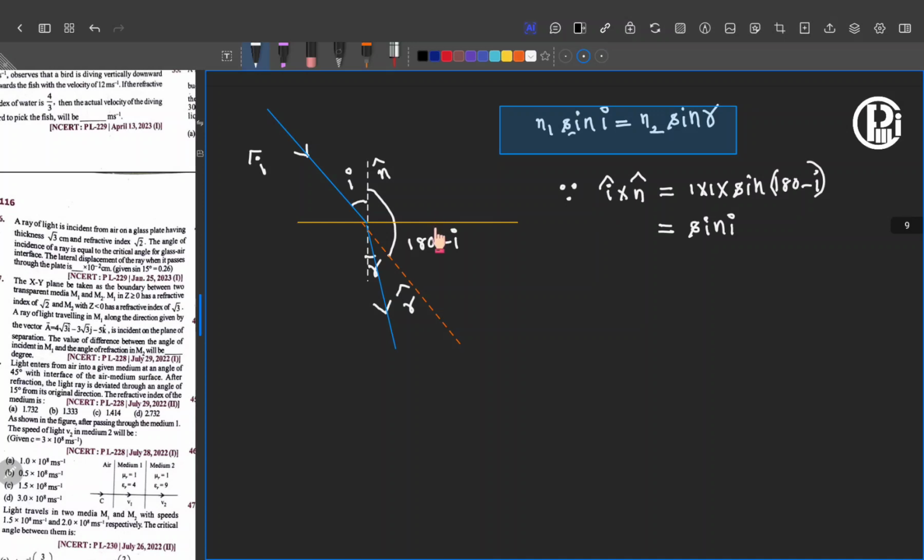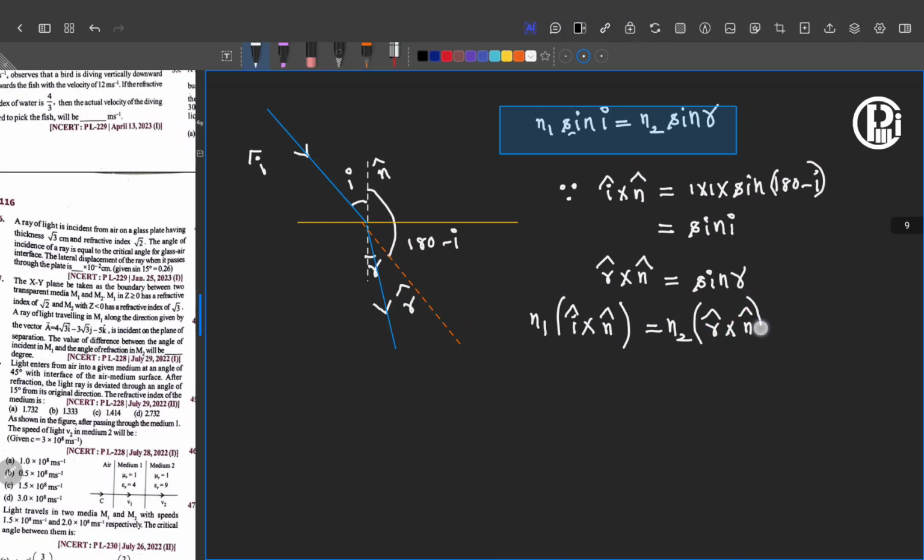In the same way, the angle between n cap and r cap is again 180 minus r. If I find r cap cross n cap, that will be equal to 1 into sine 180 minus r, which is sine r. Therefore, n1 i cap cross n cap will be equal to n2 into r cap cross n cap.